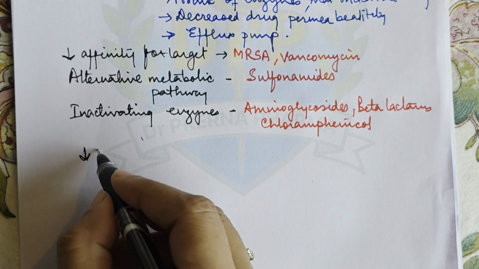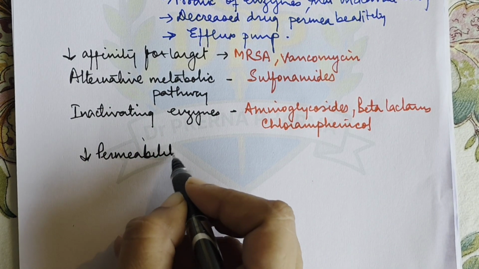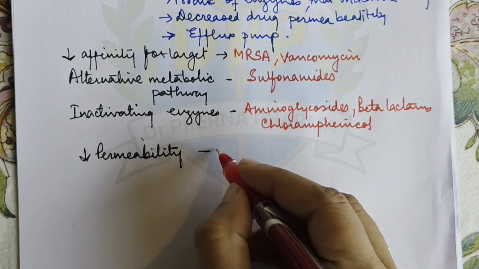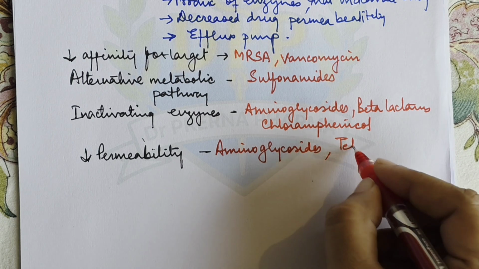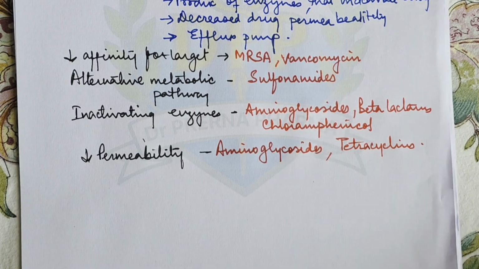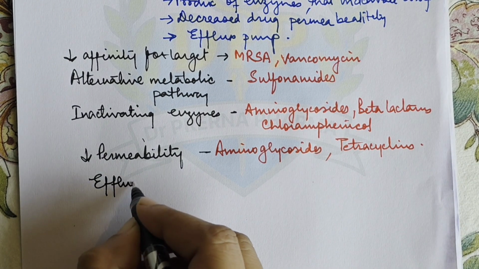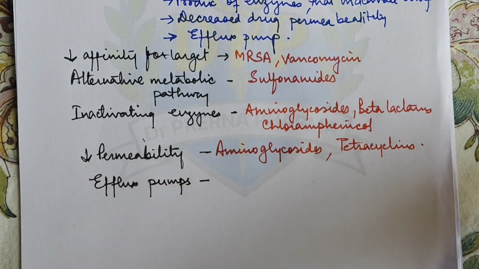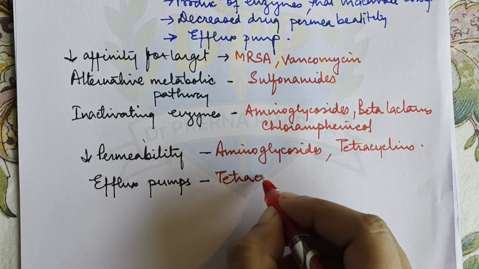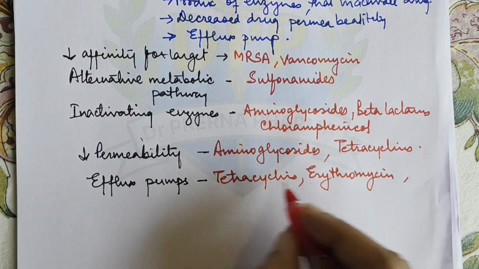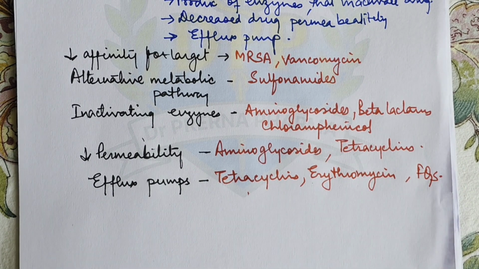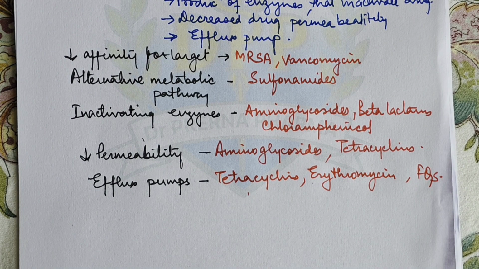Then reduced permeability. Reduced permeability is seen in aminoglycosides and tetracyclines. Okay, and then efflux pumps. So efflux pumps are seen in tetracyclines, erythromycin, and fluoroquinolones, right? So these are the various drugs and their mechanisms of resistance.